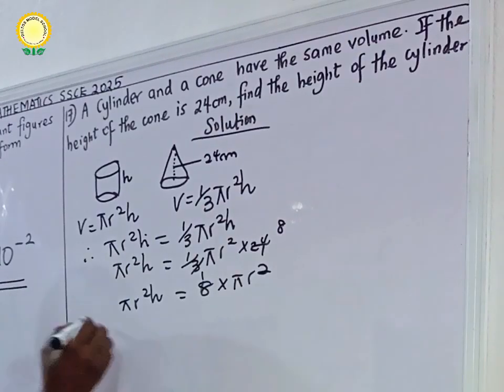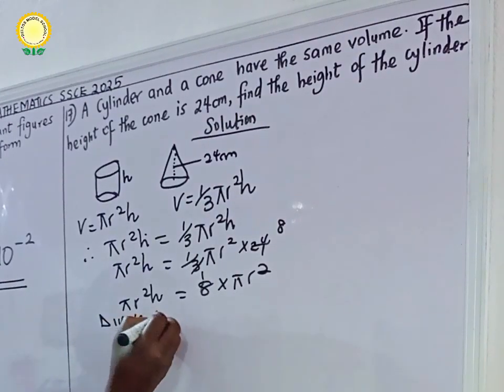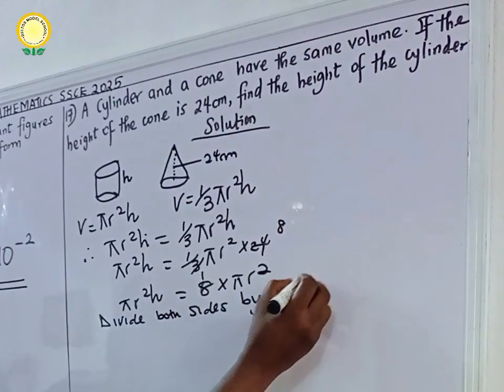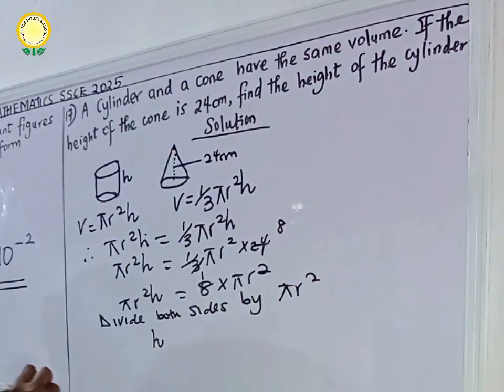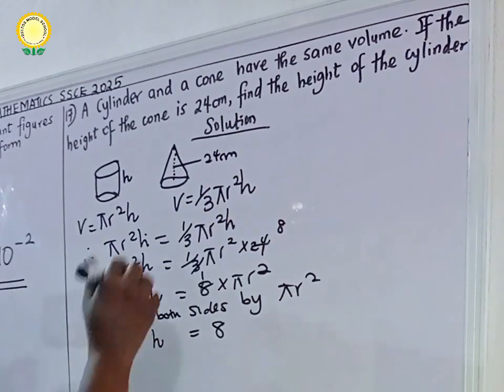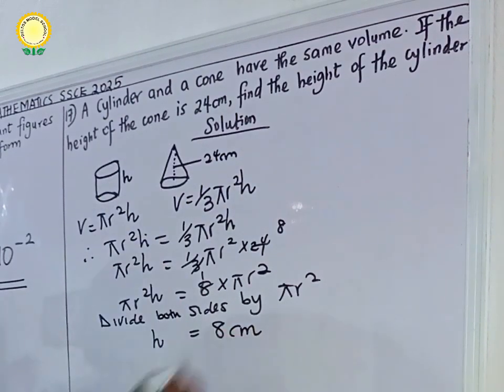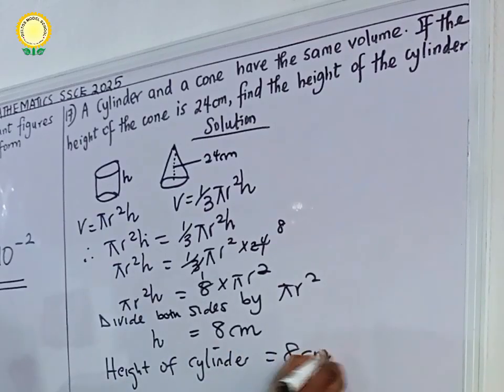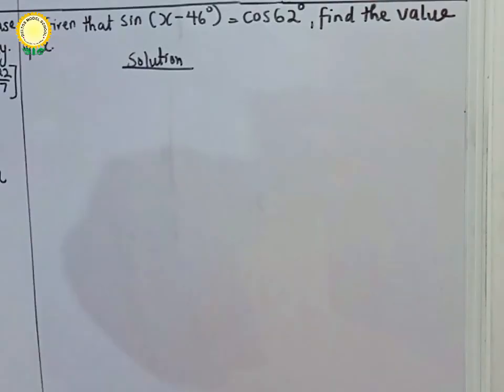So we are going to divide both sides by pi r squared. That will leave us with the height of the cylinder equals 8. Don't forget your unit. Your unit is centimeter, and that's the final answer. So the height of the cylinder equals 8 centimeters. Next question.